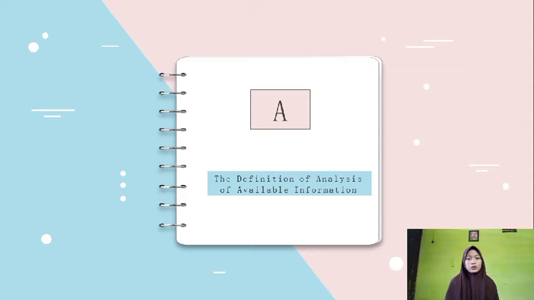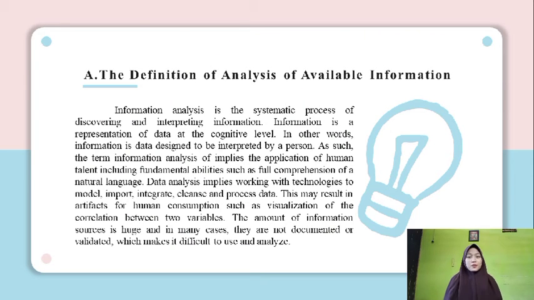I am going to talk about the definition of analysis of available information. Information analysis is the systematic process of discovering and interpreting information. Information is a representation of data at the cognitive level. In other words, information is data designed to be interpreted by a person. As such, the term information analysis implies the application of a human talent, including fundamental abilities such as full comprehension of a natural language. Data analysis implies working with technology to model, import, interpret, cleanse, and process data.